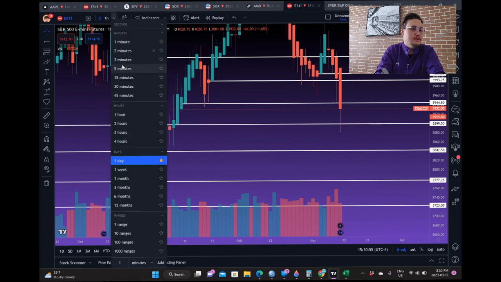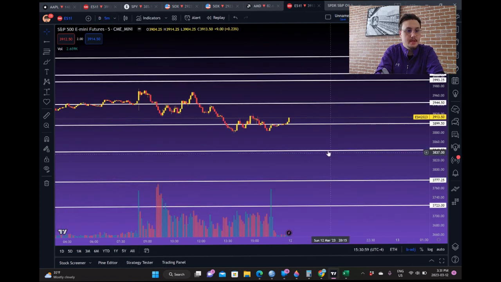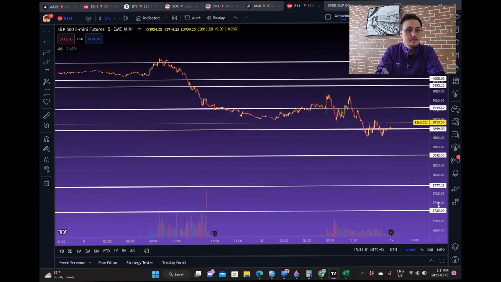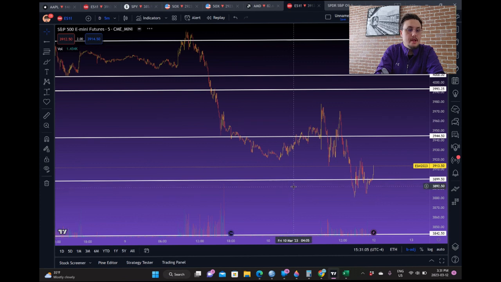So then what we can do is open this up. We can switch back to normal candles, and now we have our support and resistance. And we can see it works fairly well. Now, it's always important when you're using support and resistance that it's not very precise, right? So you have to understand that support and resistance is more of a range.